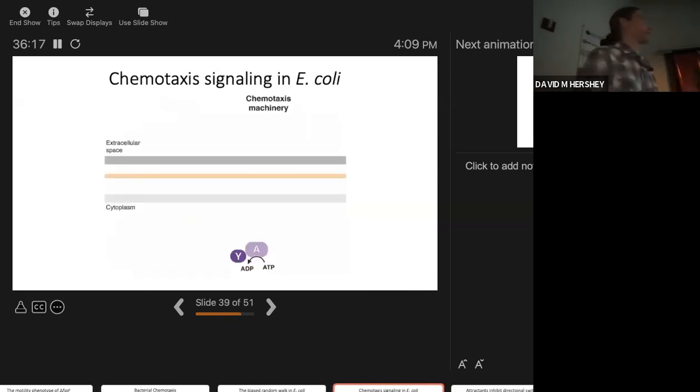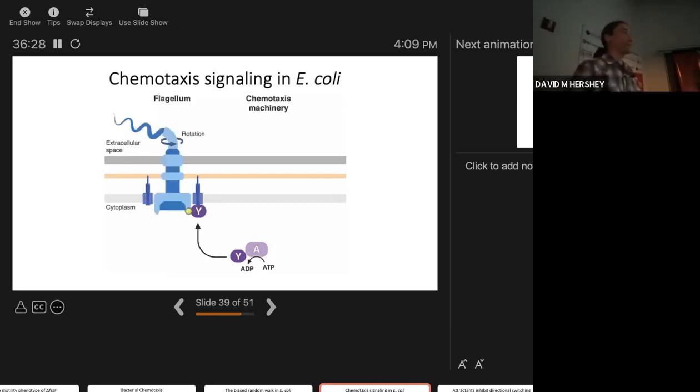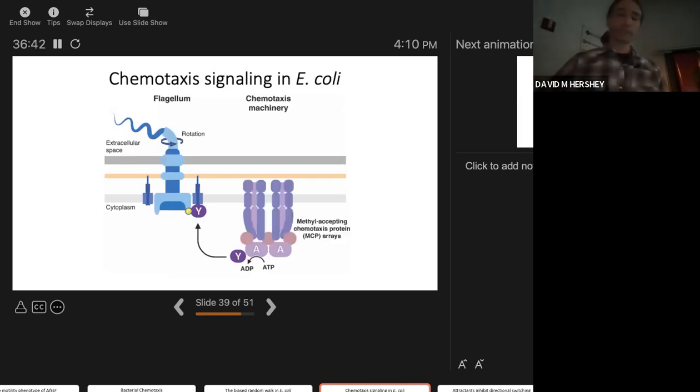When we talk about the molecular biology here, this is driven by a kinase called CheA and a receiver domain protein called CheY. When CheA phosphorylates CheY, the phosphate goes and it binds to the C ring of the flagellum. So when phosphorylated CheY binds to the flagellum, this is what causes the switch from counterclockwise to clockwise, right? So when CheY is bound, this thing is spinning clockwise.